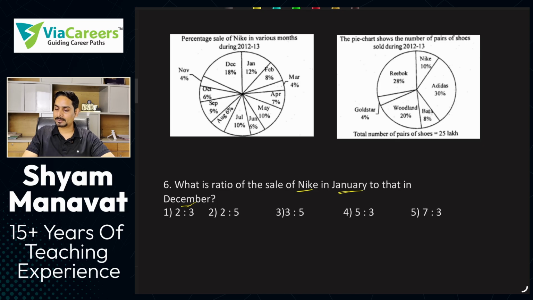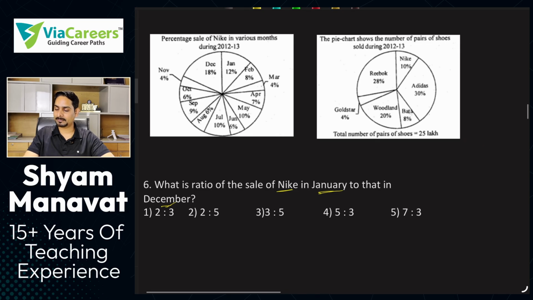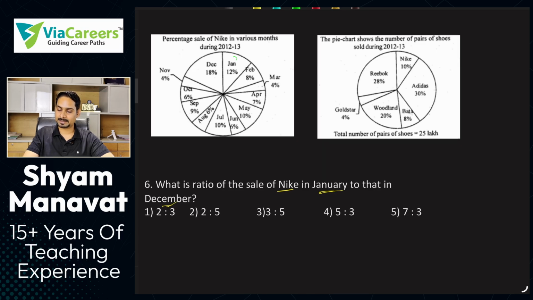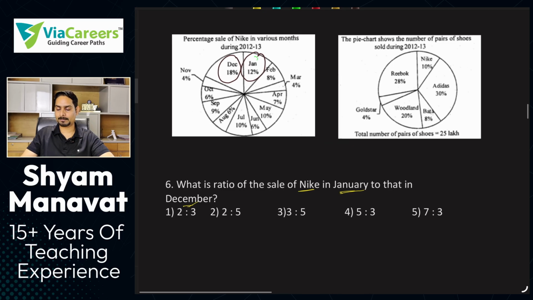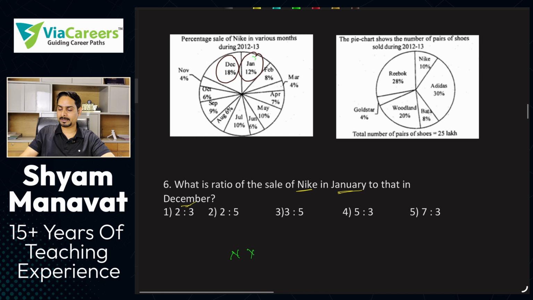Okay, so the ratio of Nike, which is sales done in January to that of December. So January is here, it is 12%. December is what? 18%. It is a percentage of the same total number of Nike sold, out of which in January only 12% sold, compared to December, the total number of Nike shoes sold multiplied by the percentage share which is sold only in December.